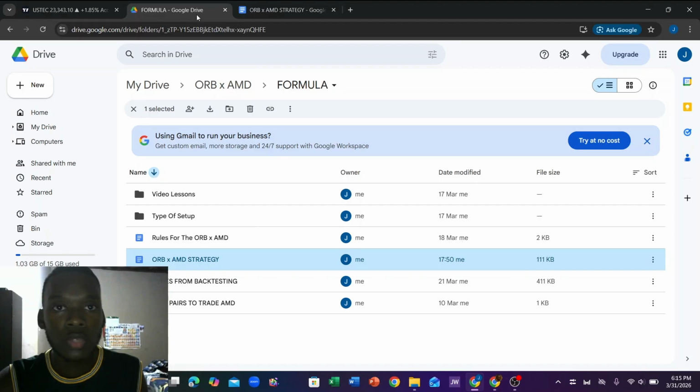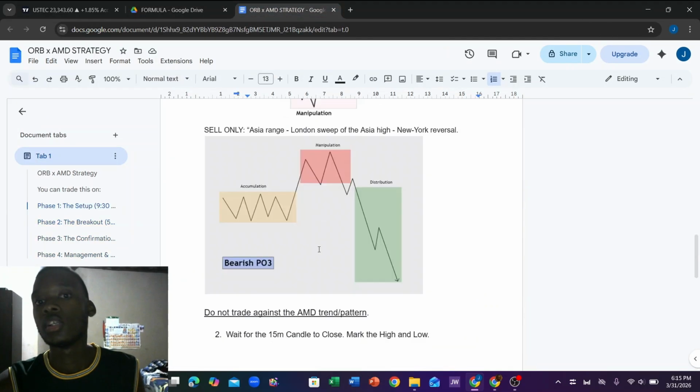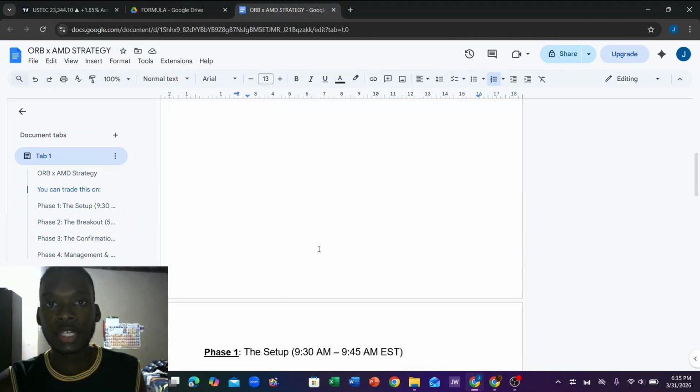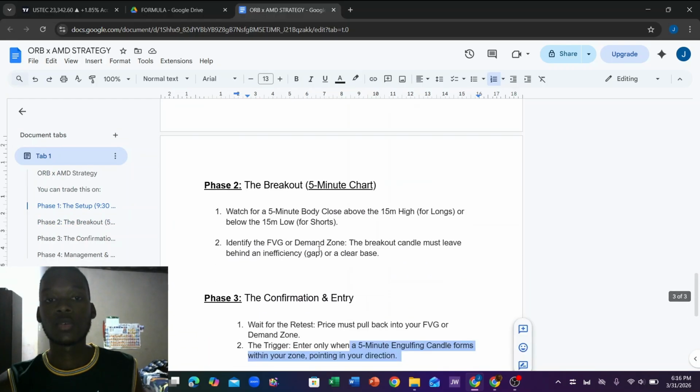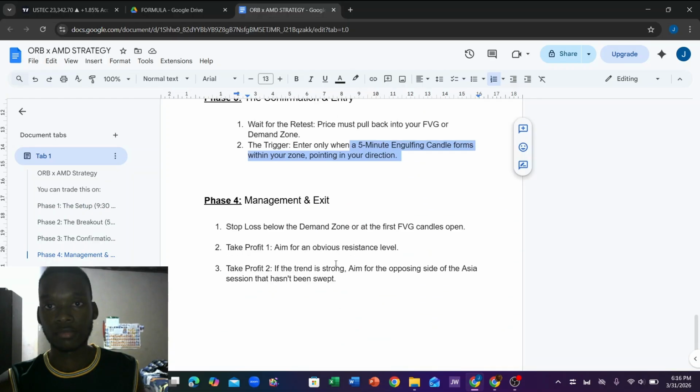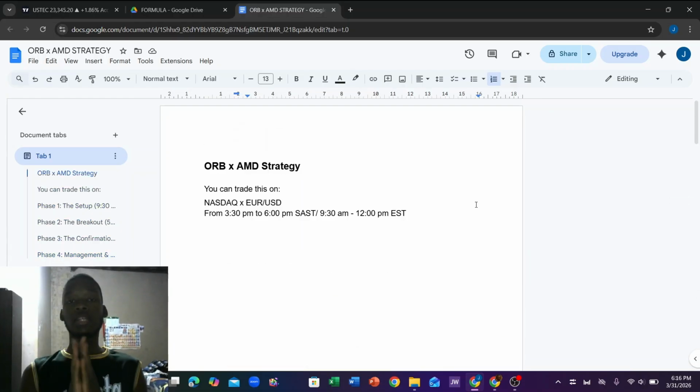Yeah, man. So if you want to see the whole document, this is the whole document. You can screenshot, you can learn the strategy, you can ask questions in the comments. So I'm done with the strategy.